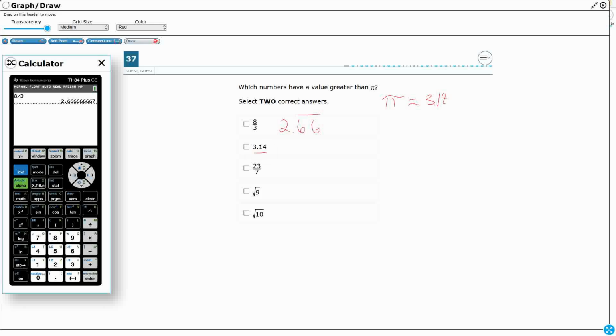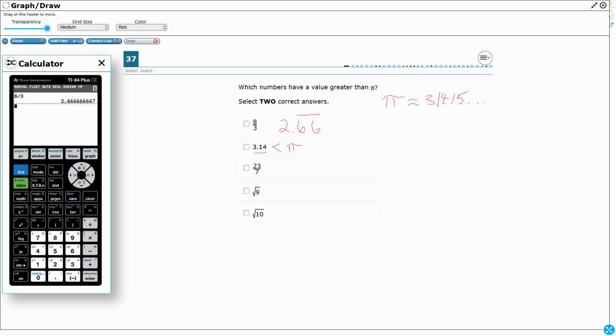So remember, pi is about 3.14, but honestly, it keeps going. It's 3.1415, and then it goes on, which means this is actually slightly smaller than pi. But I bet you that messed up some of our students.